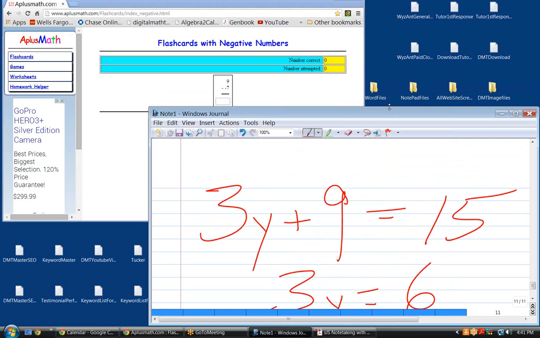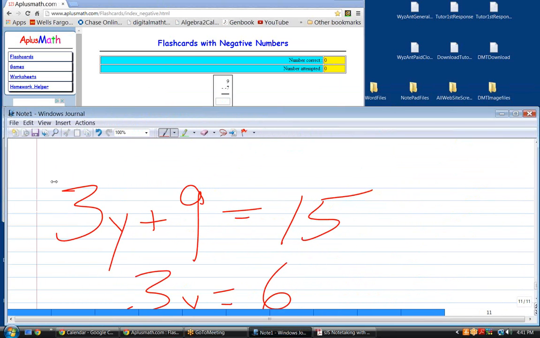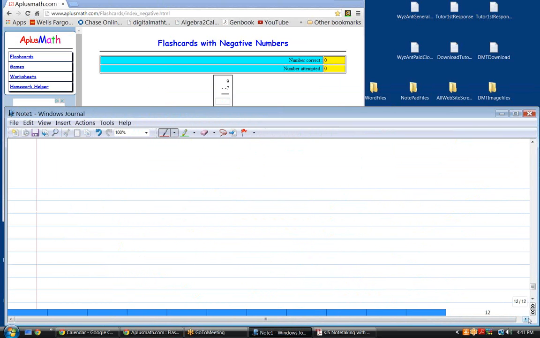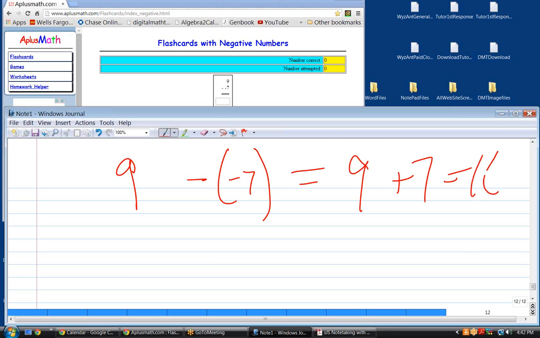Let's figure out how we're going to do this. You're not the only one that has problems with this. The reason I've been looking for so long online for this program is that I've had a terrible time finding flashcards that include negative numbers. Most flashcards don't include negative numbers, and yet the problems that everybody has are with negative numbers. So if I have 9 minus a -7, the two minuses turn into a plus. That's the same as 9 plus 7, 16.